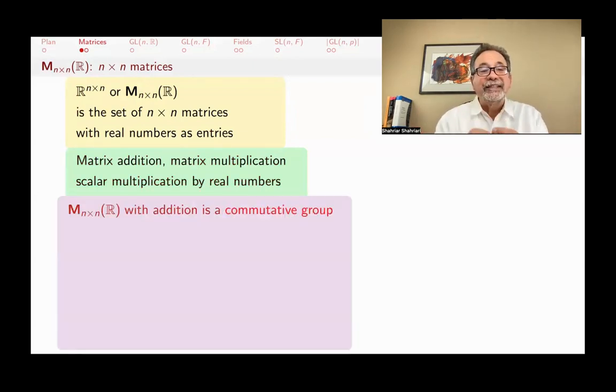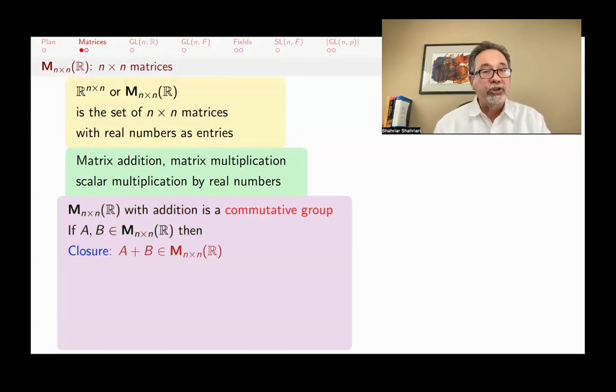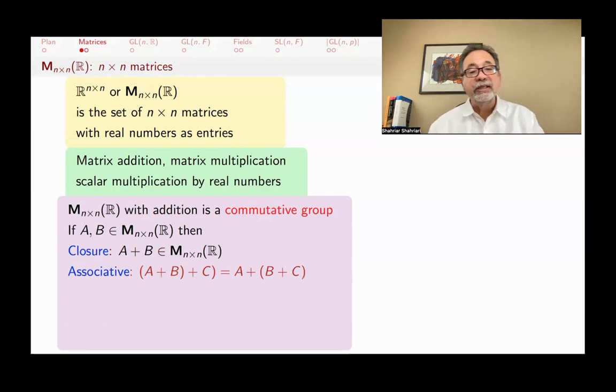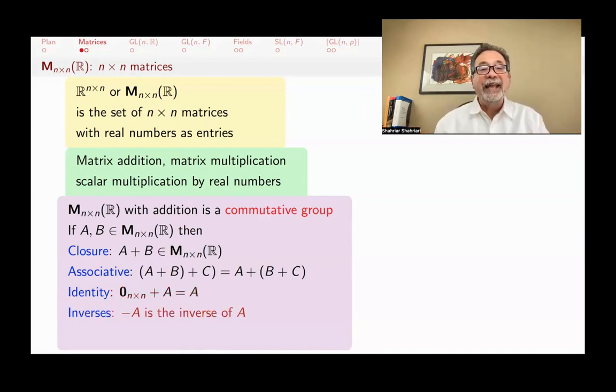If we just focus on addition, then n by n matrices with addition is a commutative group. What does that mean? That means we have closure. The sum of two matrices is also an n by n matrix. We have associativity: (A plus B) plus C equals A plus (B plus C). We have an identity, the zero matrix, the matrix that has all zeros in it. If you add that to any matrix, nothing happens. And every matrix has an inverse, minus A, that if you add to A, you will get the zero matrix.